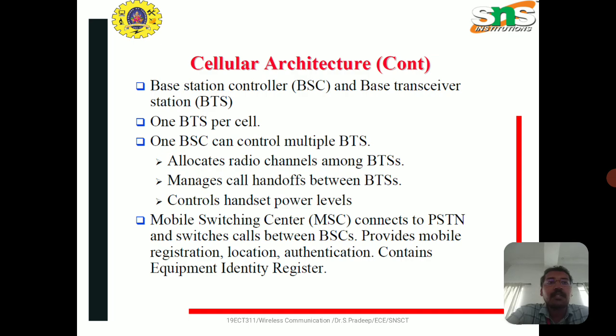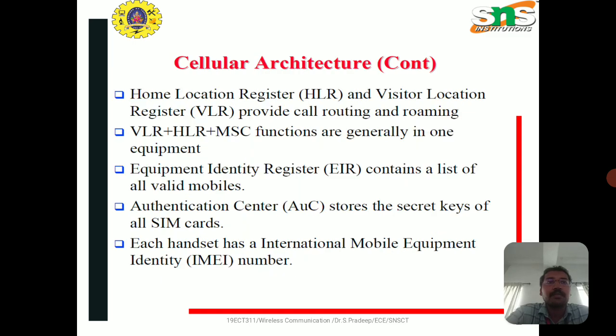Mobile switching center connects to the PSTN and switches calls between BSCs. It provides mobile registration, location, and authentication. It contains the equipment identity register. Cellular architecture: the home location register and visitor location register provide call routing and roaming. VLR, HLR and MSC functions are generally in one piece of equipment. The equipment identity register contains a list of all valid mobiles. The authentication service center stores the secret keys of all SIM cards. Each handset has an international mobile equipment identity number.